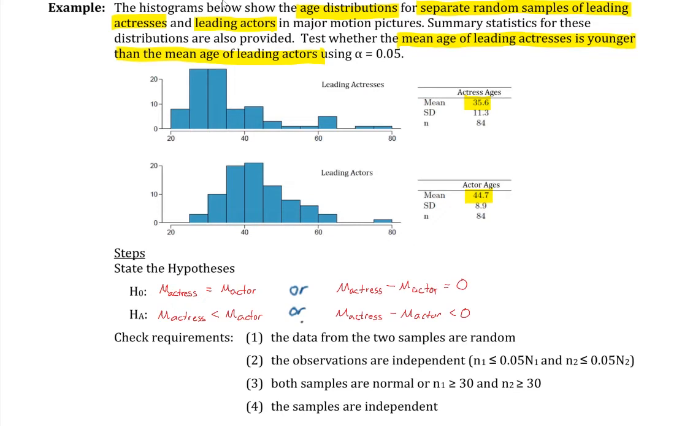So an equivalent form for our hypotheses would be that the mean age of actresses minus the mean age of actors is equal to 0, and the mean age of actresses minus the mean age of actors is less than 0.